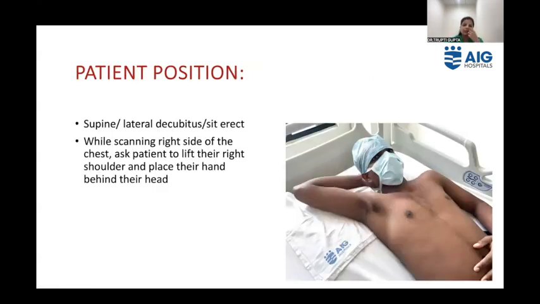So coming to the patient position, ergonomics is very important whenever you're performing any kind of ultrasound. In this case of lung ultrasonography, the patient can be supine, in lateral decubitus, or can sit erect also. Whenever we are scanning the right side of the chest, ask the patient to lift their right shoulder and place the hand behind their head like this, so that your area of interest is opened up and there is no disturbance around it.